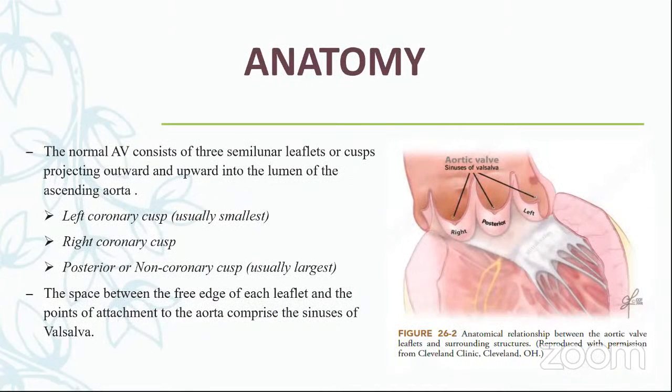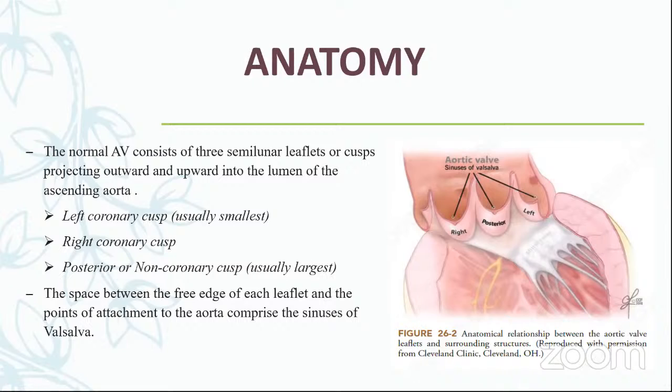The anatomy of the aortic valve. The normal aortic valve consists of 3 semilunar leaflets or cusps that project outward and upward into the lumen of the ascending aorta. So there are 3 cusps. The left coronary cusp, usually the smallest one, and the right coronary cusp, and the posterior or the non-coronary cusp, which is usually the largest one.